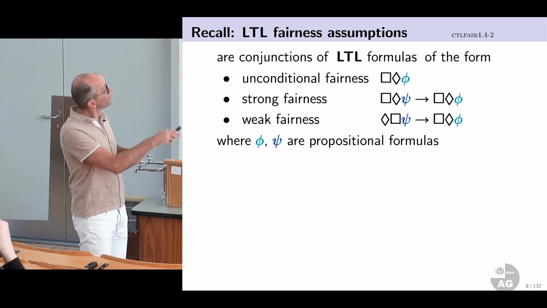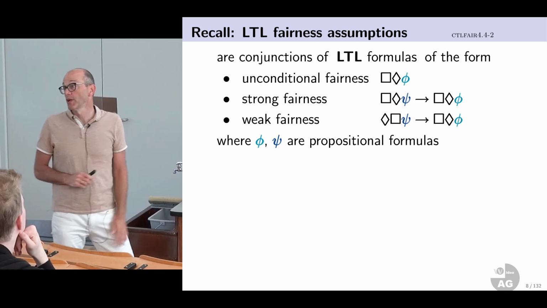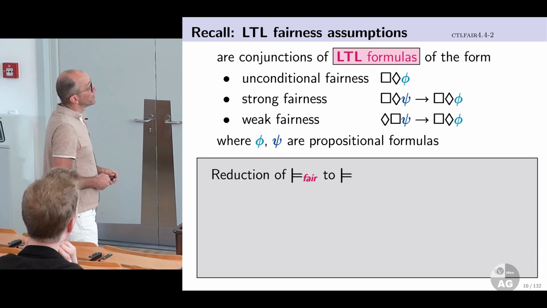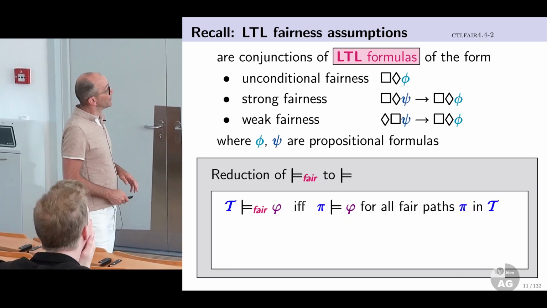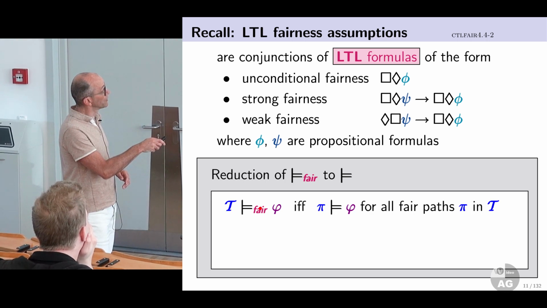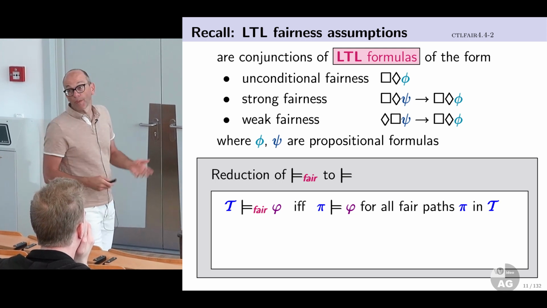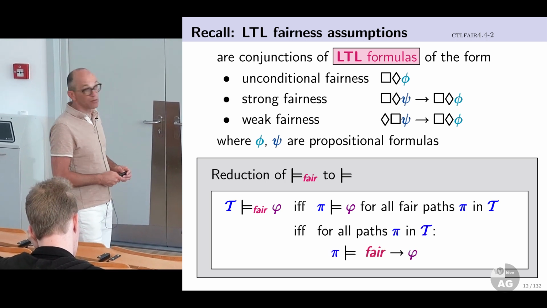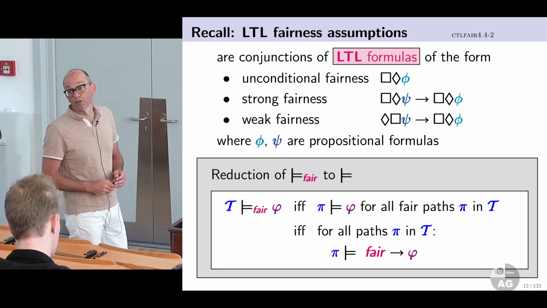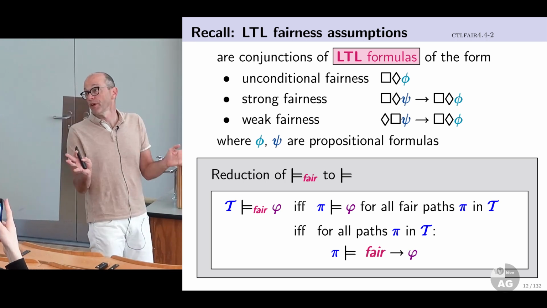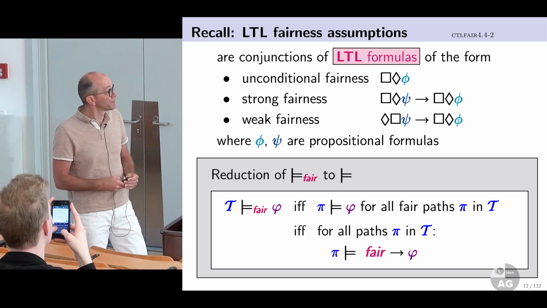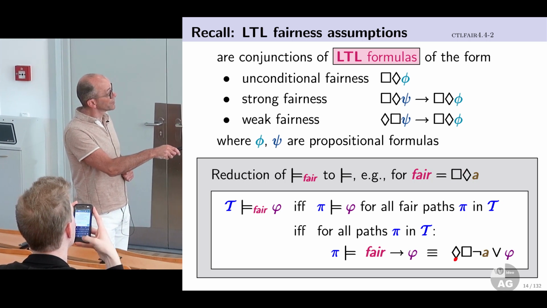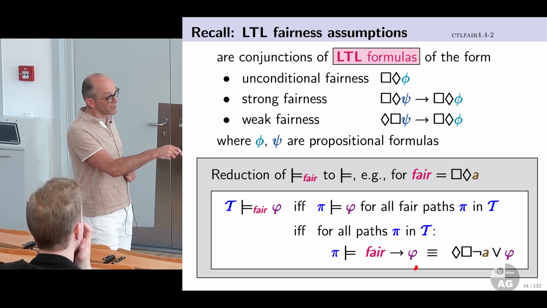Good. What was the point? Those formulas psi and phi were just propositional formulas. They were just basically atomic propositions or conjunctions of atomic propositions. Good. And then we reduced this to fairness, as I just explained. We were saying that a transition system satisfies an LTL formula under the fairness assumption if and only if every fair path in this transition system satisfies this LTL formula, and that was just encoded by saying that if the path is fair, then it also should fulfill phi. If it's not fair, we don't care, because that was the reason of having fairness assumptions. Remember, ruling out those things that were not fair. So for instance, if you have something like unconditional fairness, infinitely often A, this means that you take the negation of this and you take OR with phi, because that's exactly encoding this implication.